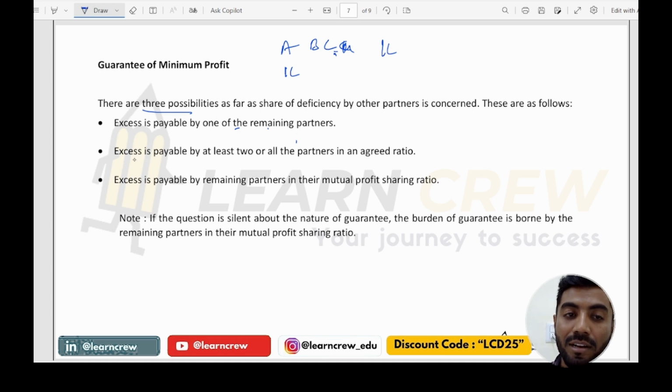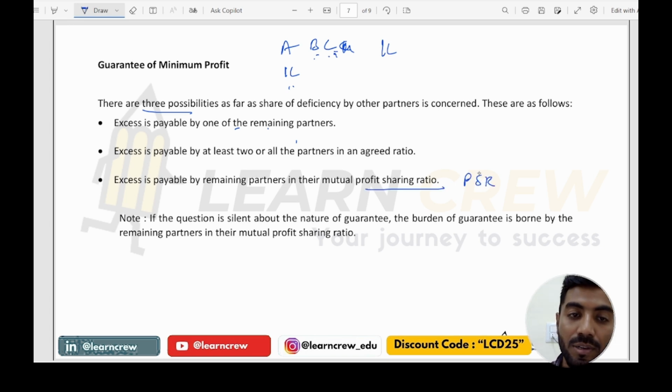Then the next possibility is that the excess is payable by at least 2 or all the partners in an agreed ratio. So B and C might agree on a ratio, and in that ratio they might pay A that 1 lakh. That is also possible. Otherwise, there is a third method where the excess is payable by the remaining partners in their profit sharing ratio.